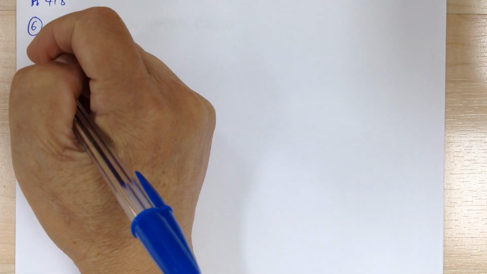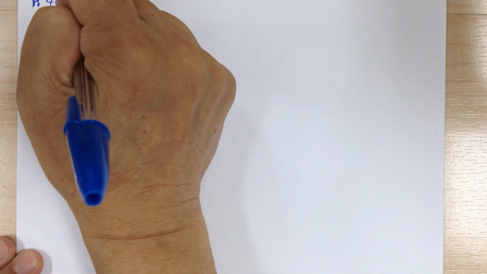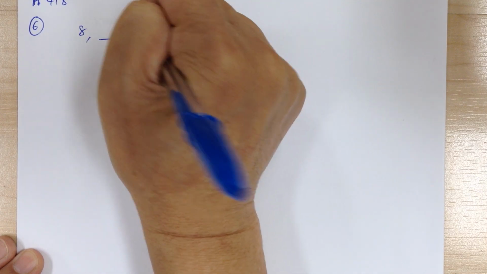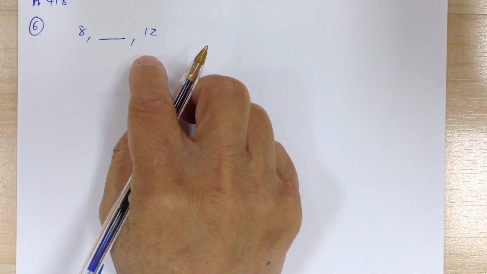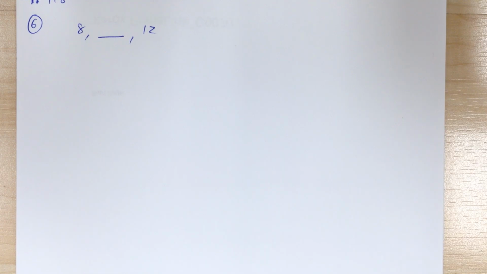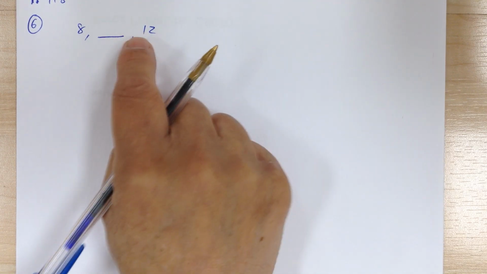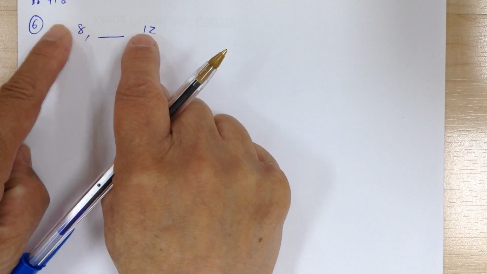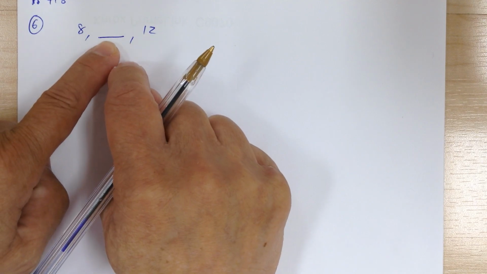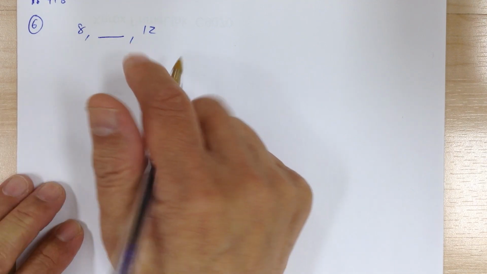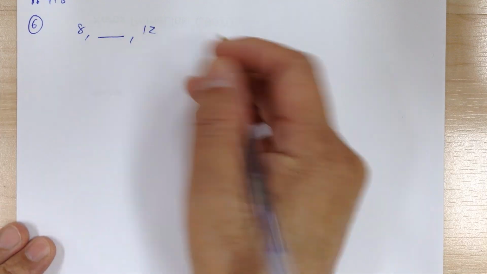Okay, find the geometric mean of 8 and 12. So you got 8, blank, and 12. Okay, so that's what this means. To find the geometric mean, if it's arithmetic mean, you just find the average. You just add, divide by 2. That's how you find the arithmetic mean. But for geometric, you have to multiply and take the square root.